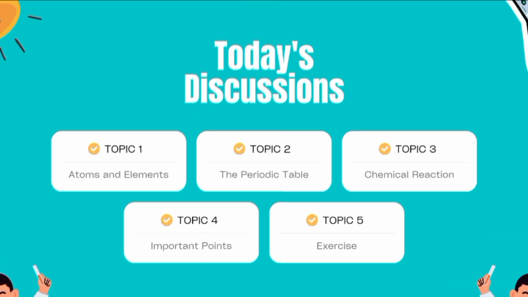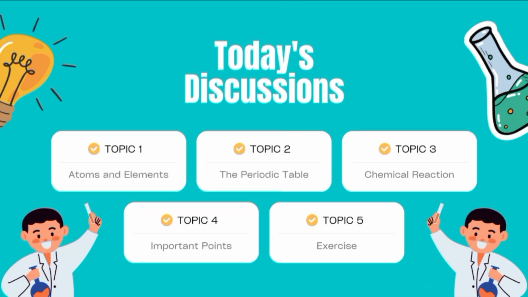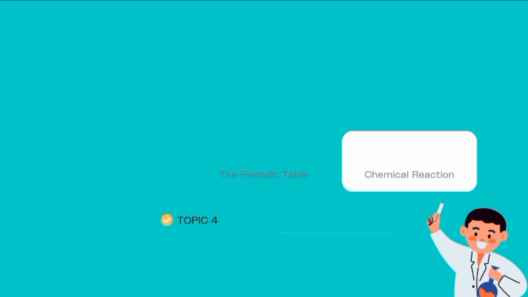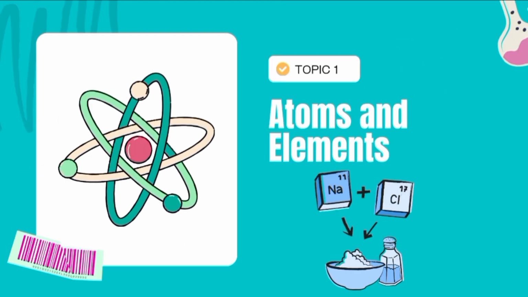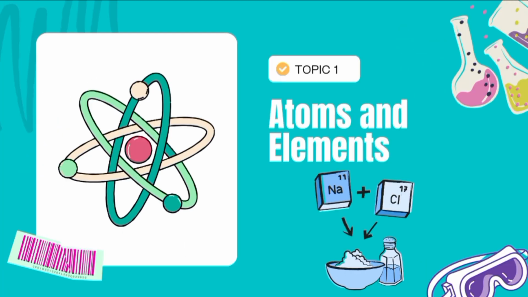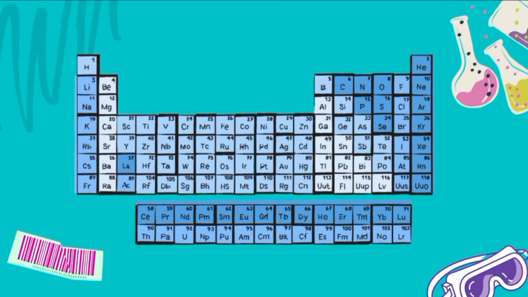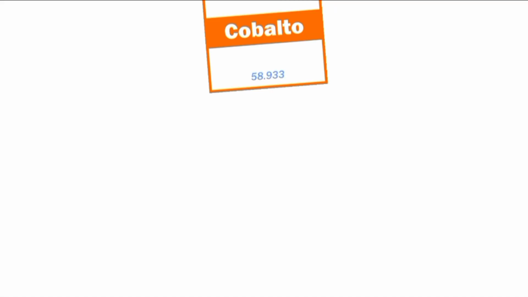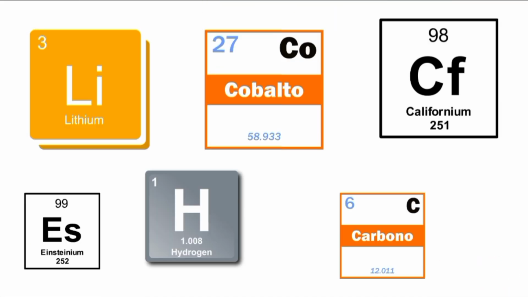Imagine you're at a Lego party. An atom is like a single Lego block, tiny, but it builds everything around you. A bunch of the same kind of blocks, that's an element. Different elements are like different colors and shapes of Lego blocks. Put them together and you can build anything, from water to waffles. Okay, not real waffles, but you get it.